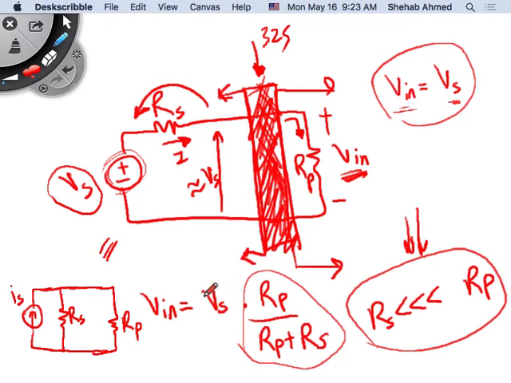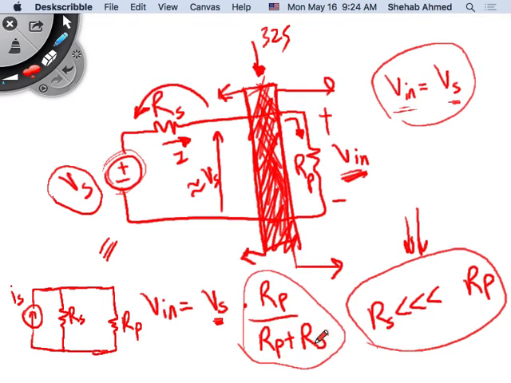The real world tells us that V input will really be equal to Vs multiplied by Rp over the sum of the 2 resistors. And we said yesterday that since this is the case, for me to have V input as close as possible to Vs, I need what? I need Rs to be a lot smaller than Rp.